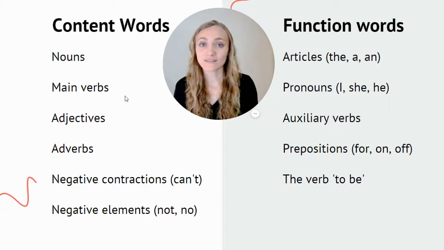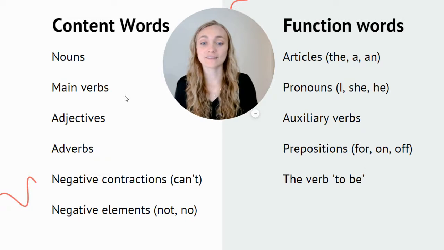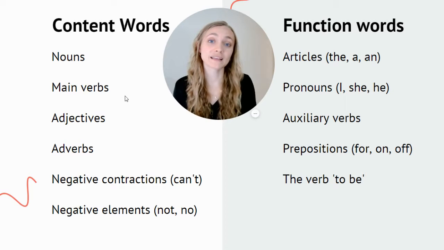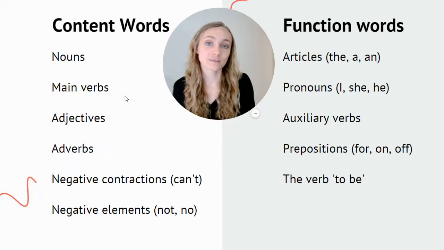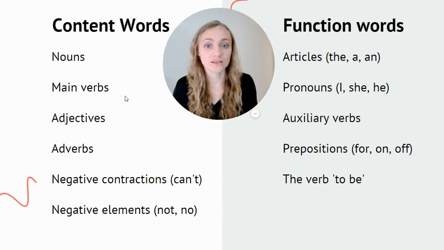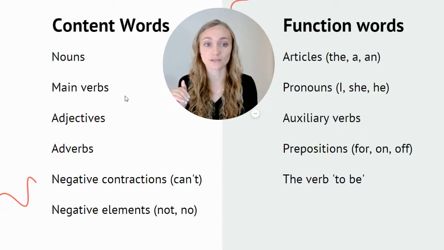Negative elements of a sentence tend to be highlighted and stressed as well because they are important. It's important if we are saying no. So if we say negative things in contraction form, like can't, shouldn't, won't, or negative elements like just saying no or not in general. So those are the things that we can look out for that are going to be the important or stressed words.